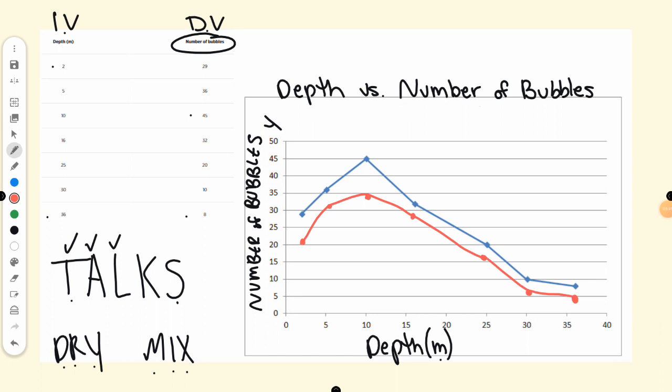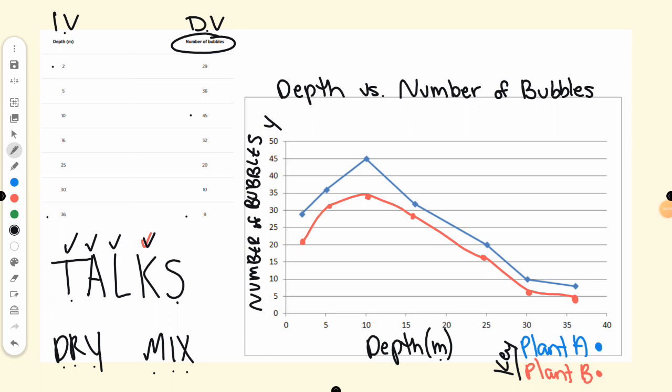If I had that, then I would need a key. So then I would have a key over in the bottom saying that plant A was blue and plant B was red. And this is my key.